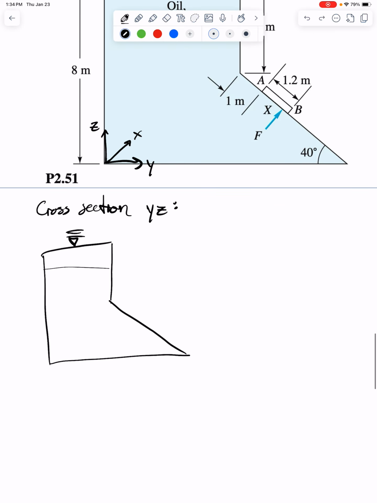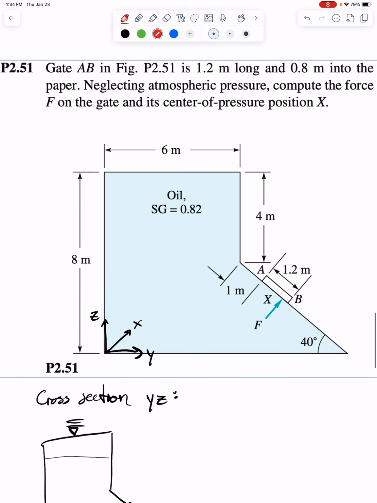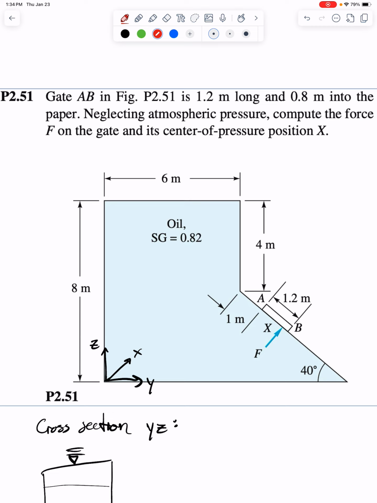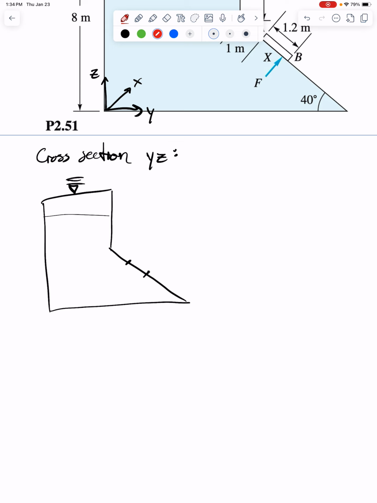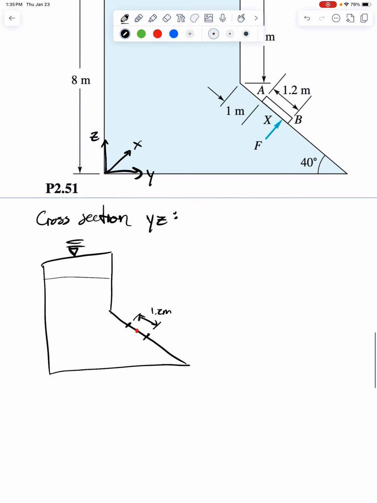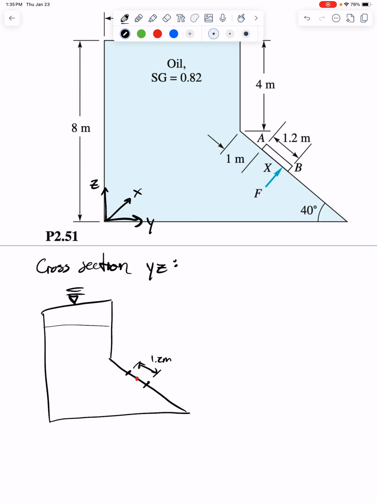So let me draw the gate one more time here. Our gate, based on the description we're given a height and a width, we can assume that this gate is rectangular. So therefore, for a rectangle, the centroid is at the center. So this gate is 1.2 meters long, and it's on the slanted portion of our reservoir. Right before that point in the reservoir, there's another section along the diagonal, and that is 1 meter. We also know that the height of the top part of this boot is 4 meters.